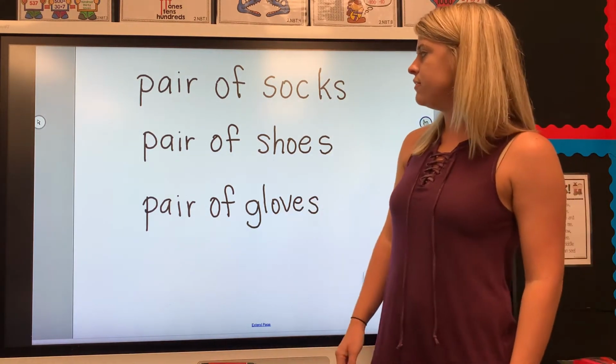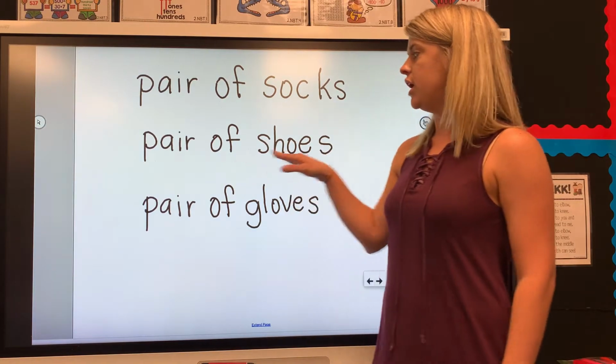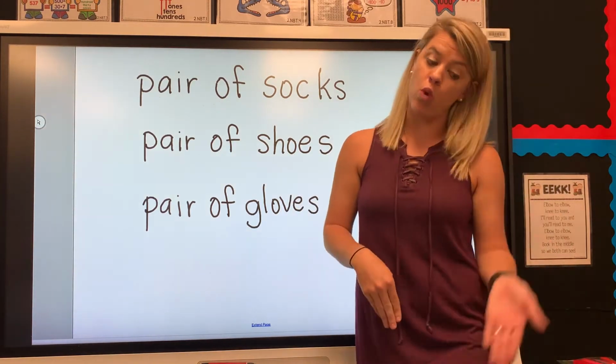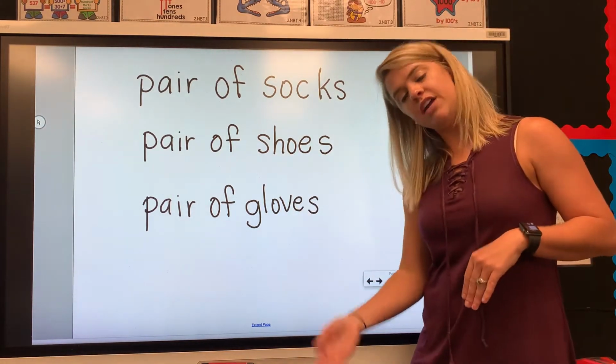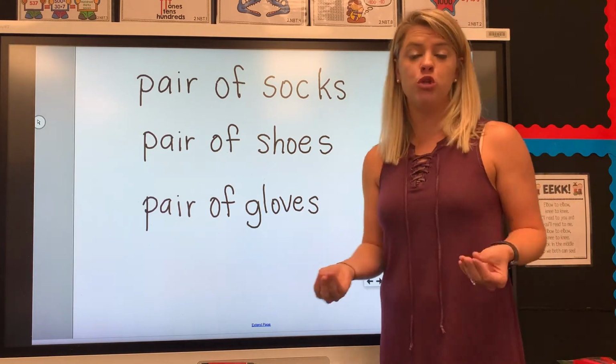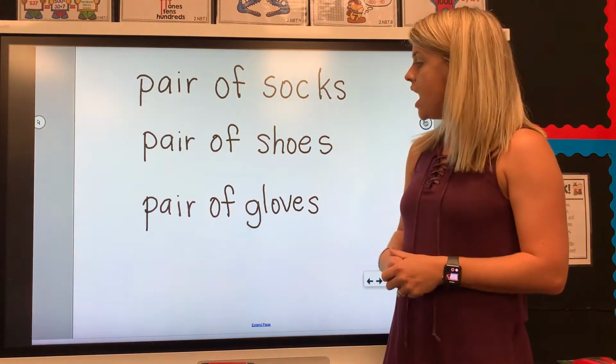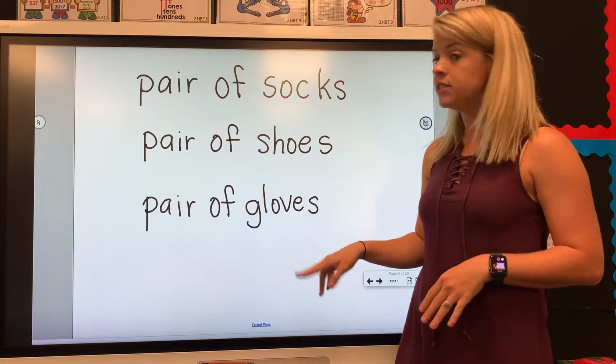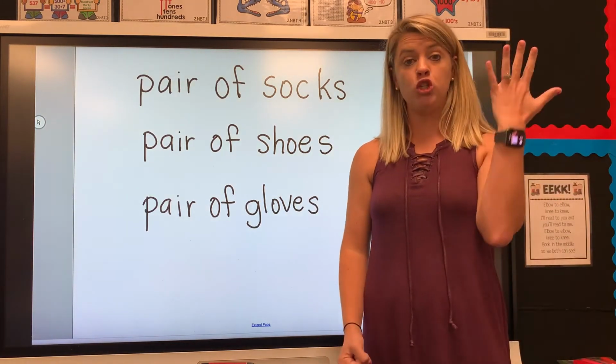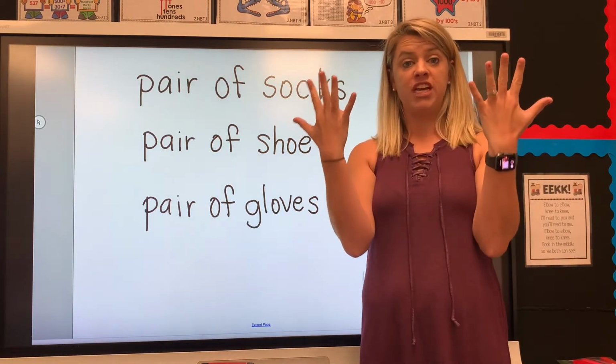The same thing with a pair of shoes. A pair of shoes means two shoes. You need one for your left foot and one for your right foot. So a pair of shoes means two shoes. A pair of gloves, same thing. We're gonna have to have two gloves, one for each hand.